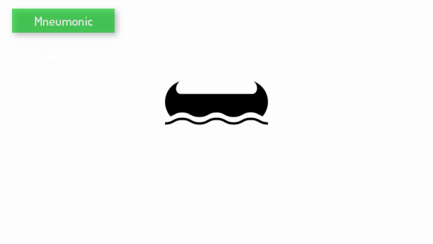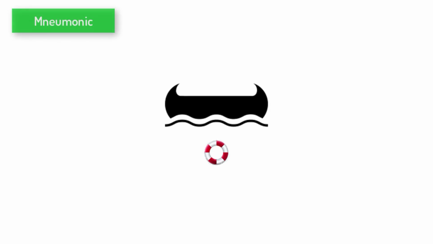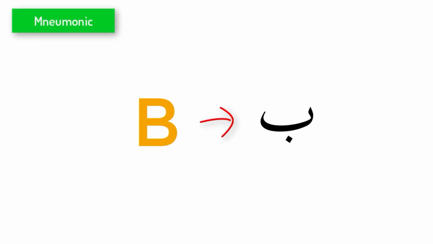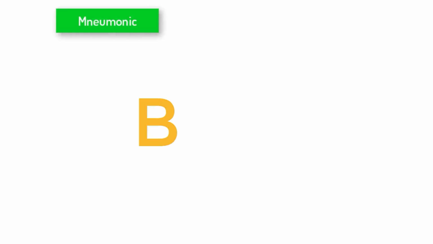The dot below could represent a buoy floating around the boat. We know that the word buoy begins with the letter B, which is the same sound as the ba. Begin practicing the letter ba. Repeat after me. First, repeat the letter, followed by its phonetic sound.